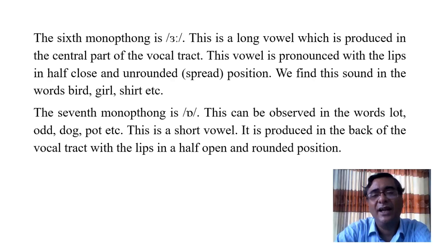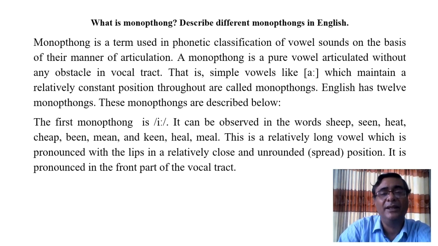Now in this case, we have to go to the diagram. But before going there, let's try to understand the characteristics again. This is a long vowel. You can easily guess because there is a dot, and it is produced in the central part of the vocal tract. Bird, girl, shirt, central part. It's not fully back, we will go to that position and pronounce again, and it's an unrounded position. Let's go to the diagram again.